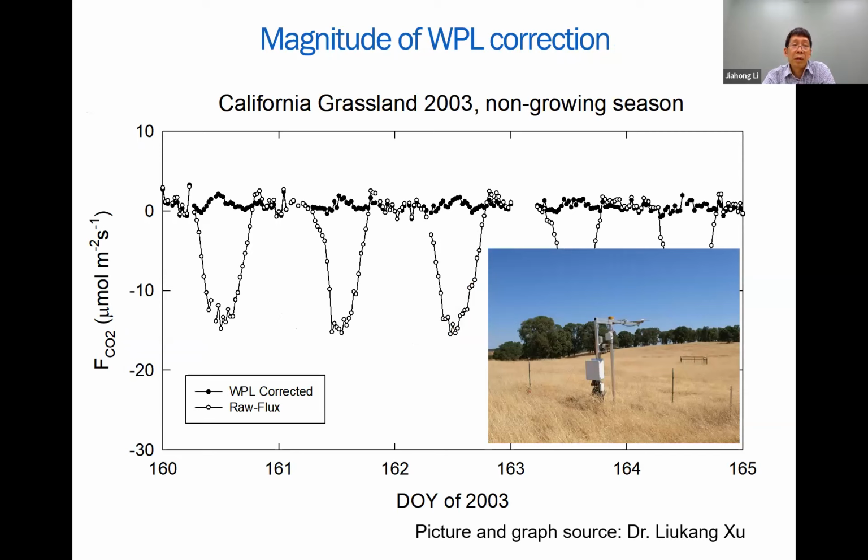Without WPL correction, we can see the ecosystem was taking up a significant amount of CO2. Even though you can see the grass on the surface is brown and died. Only after the WPL correction is applied, the CO2 flux became reasonable. From this example, we can see having proper corrections is really important in EC data processing.